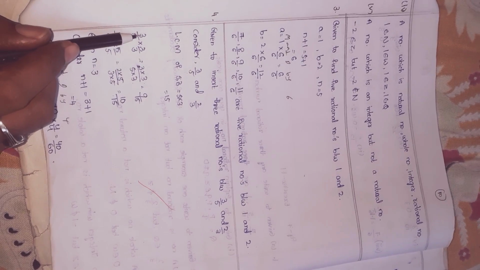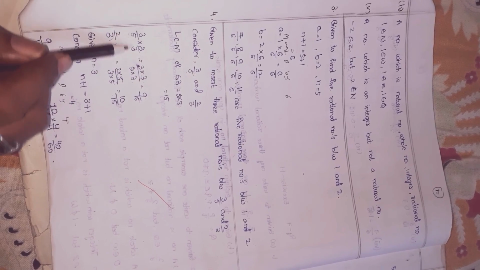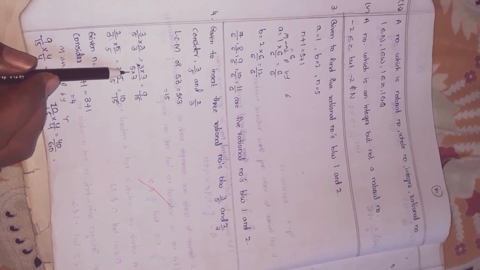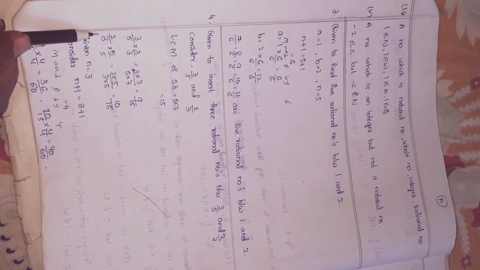Now multiply numerator into numerator, 3 into 3, and denominator into denominator, 5 into 3. 3 threes are how much, children? 9. 5 into 3 is how much? 15.